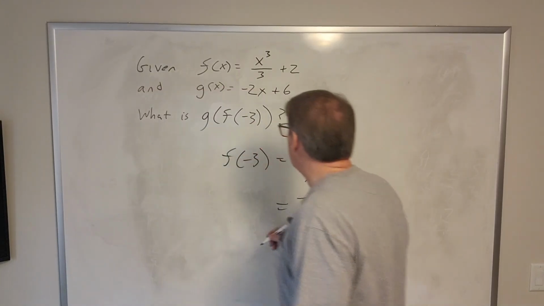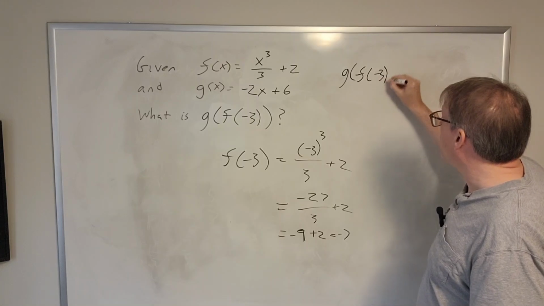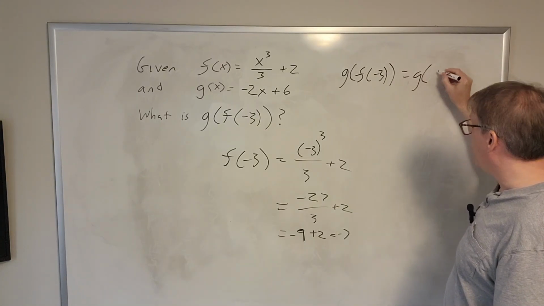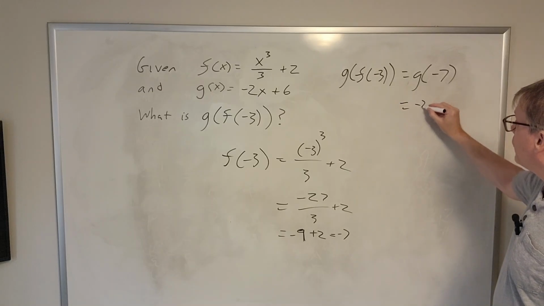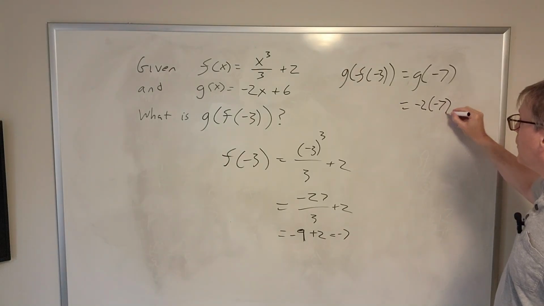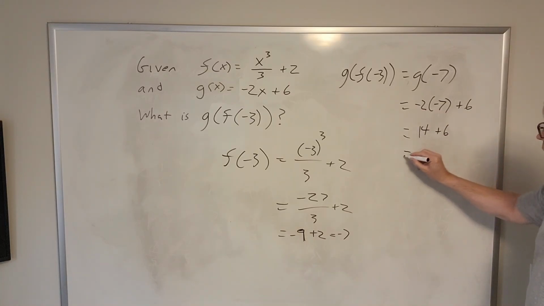Okay, so g of f of minus 3 is equal to g of minus 7, which equals, plug it in, minus 2 times minus 7 plus 6. Minus 2 times minus 7 is 14. Plus 6, that equals 20.